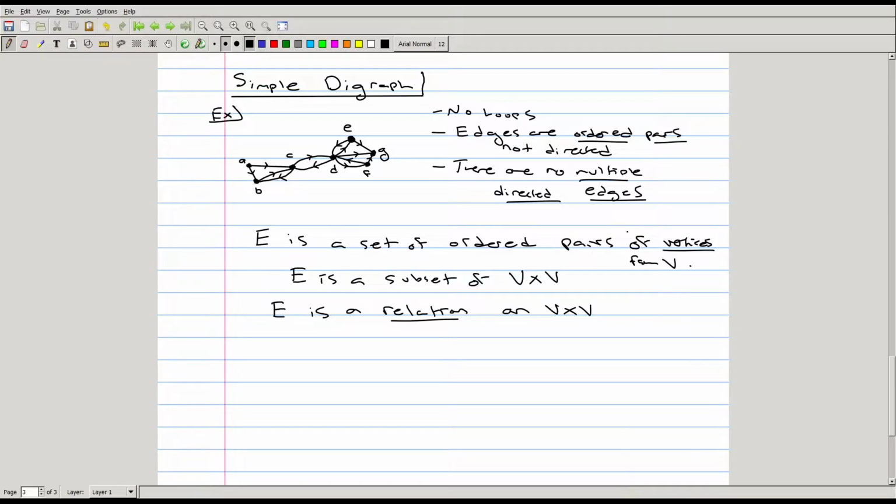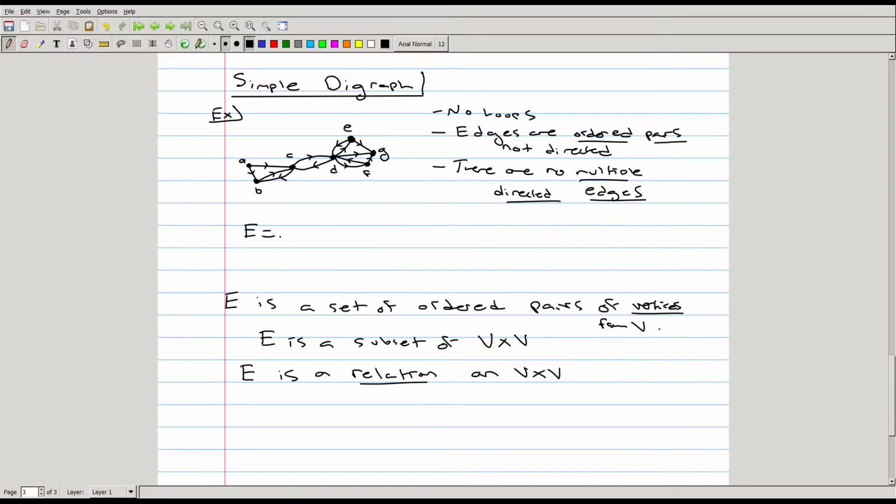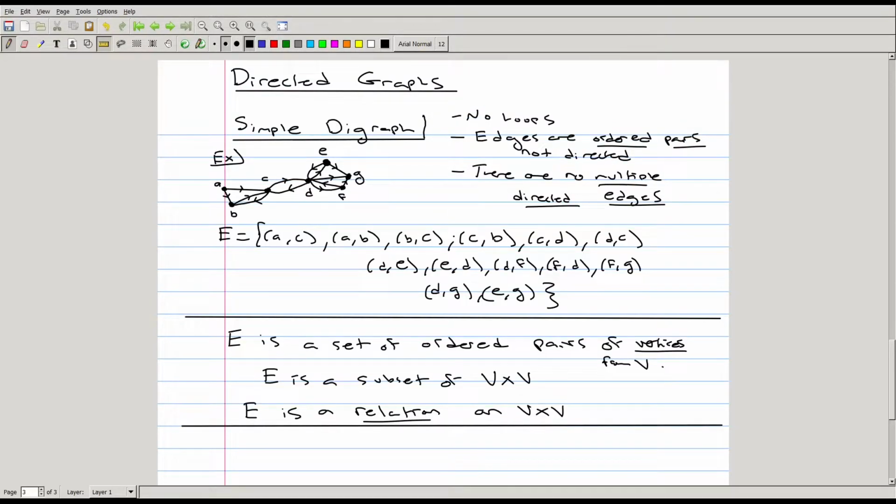So for example, for this graph, the edge set is going to be the set of ordered pairs AC, AB, BC, CB, CD, DC, DE, ED, DF, FD, FG, DG, and EG, and that's all of these edges right here.